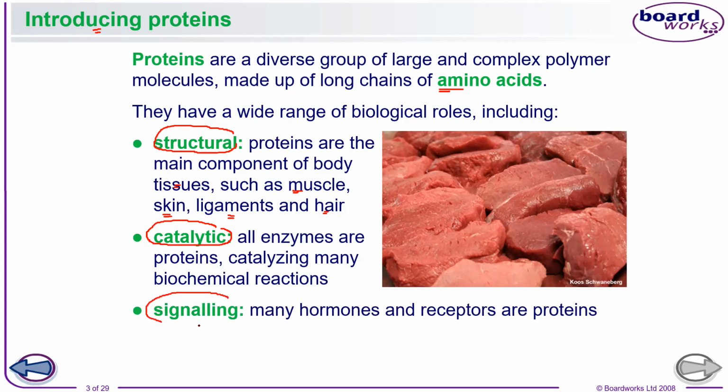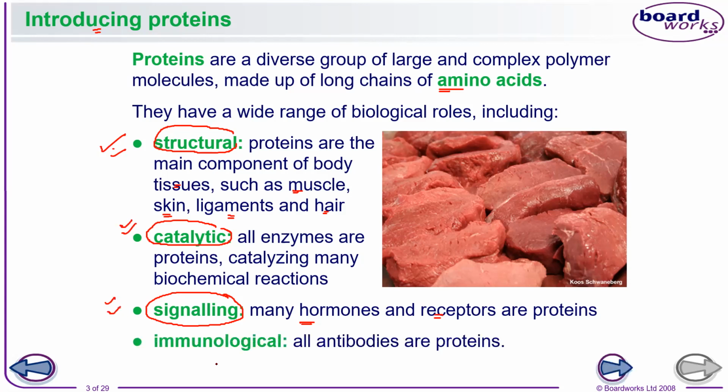Then the signaling molecules in our body, for example our hormones, and even the receptors that the hormones or chemicals get attached to, are also made up of protein. So the basic functions of proteins are structural, catalytic, signaling, and immunological as well. For example, the antibodies produced in the body in response to an immune response are all protein in nature. So proteins have a huge role in our body. Clear with all these four roles?